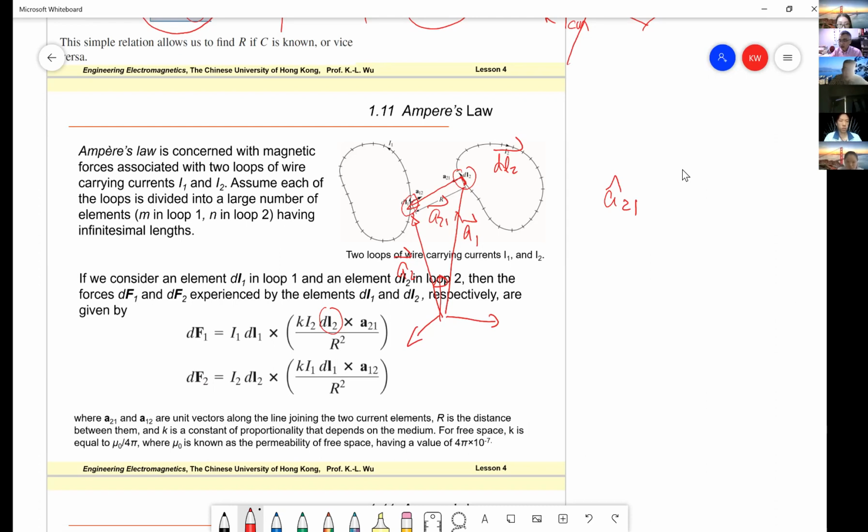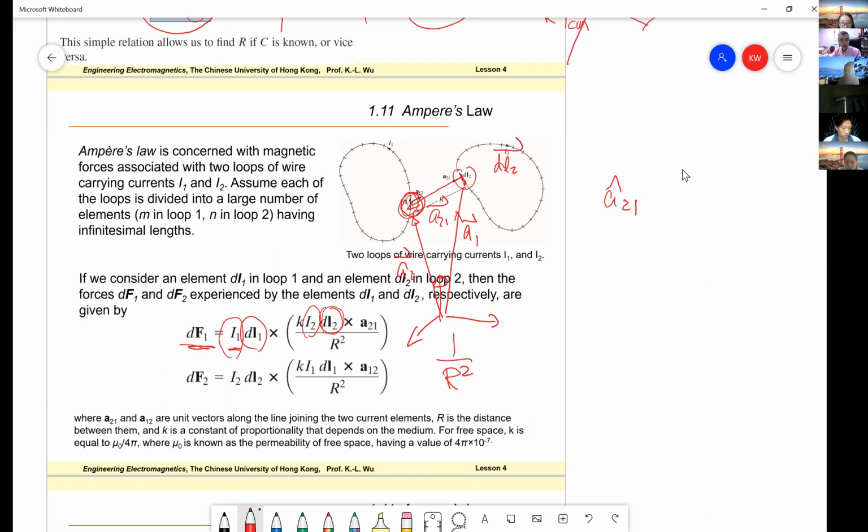Experimentally it was discovered that this small section of the other current loop experiences a force exerted on it. This force is proportional to the two currents, I1 and I2, and also proportional to the lengths of the current elements, dL1 and dL2. And not by coincidence, it's just created by God, you see, this is also proportional to 1 over R squared.